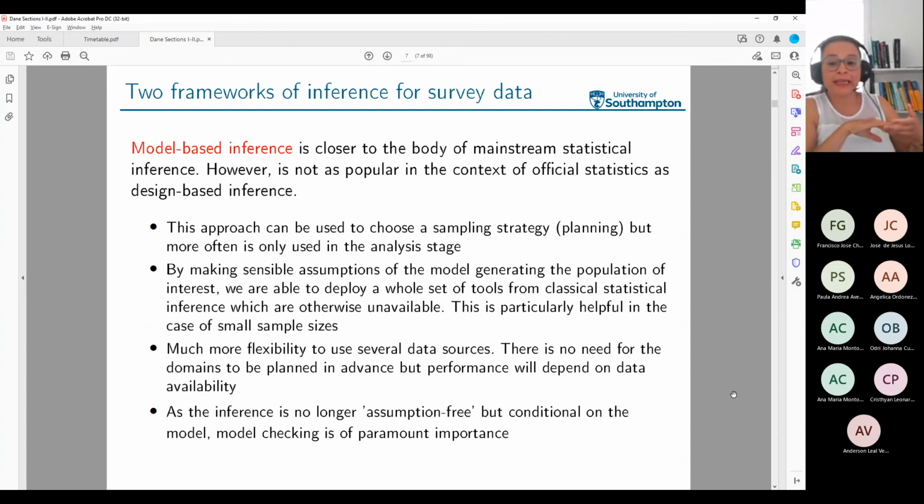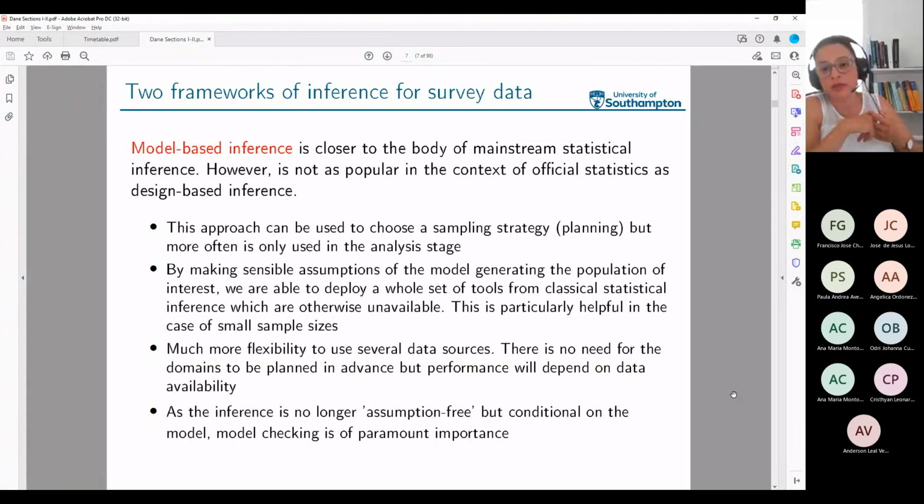Now, I mentioned we need to make assumptions. We need to assume some kind of model. Well, by making sensible assumptions about a model that generates the population of inference, we are in a situation where we can deploy a whole set of tools from standard statistical inference, the things that you learned in all the other courses about regression and BLUEs and all these kinds of things that would be otherwise unavailable.